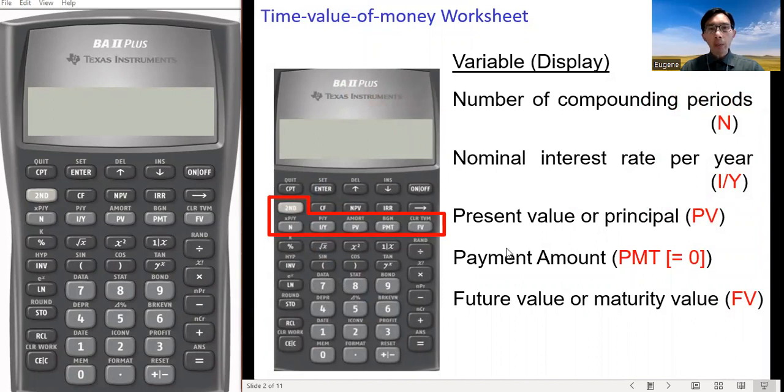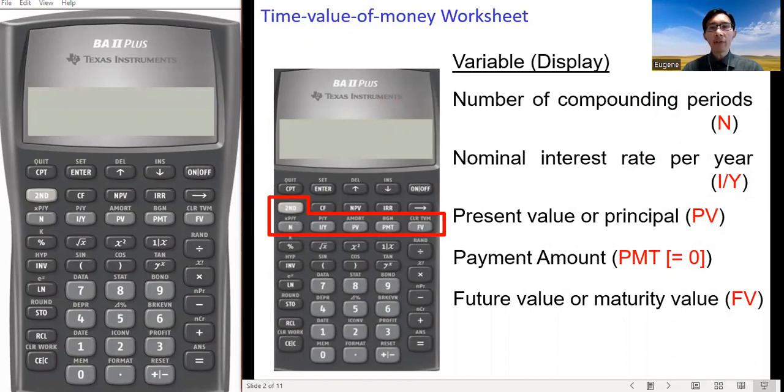There are 5 primary keys corresponding to the time value of money worksheet. They are respectively the button N, denoting the number of compounding periods. IY denotes the nominal interest rate per year. PV is the present value or the principal. And then the fourth one is PMT, the payment amount, the payment other than the principal. So for problems involving compound interest with only a single payment, PMT always equals 0. And then the last key is the key FV, denotes future value or the maturity value.